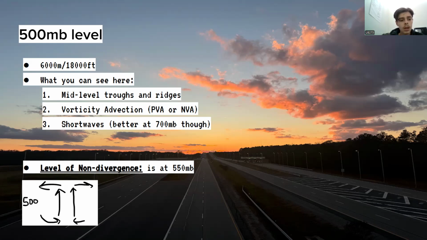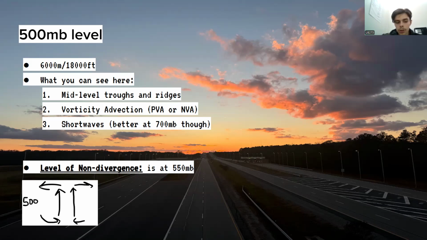But what can you see here? The main things that you can see are mid-level troughs and ridges. What is the point in that? Well, based on where they are, you might be able to know about some things lower. We'll talk about that later. But the most important thing for the 500 millibar level is vorticity advection. We'll talk more about that in a second. And then you can also see some short waves. That is better at the 700 millibar level, though.